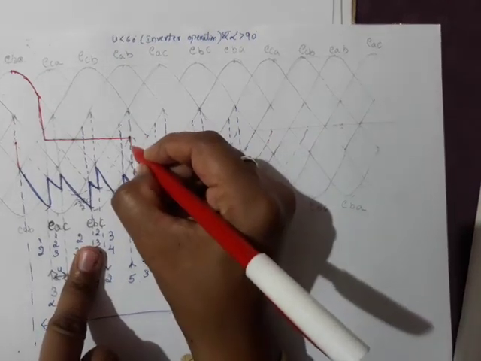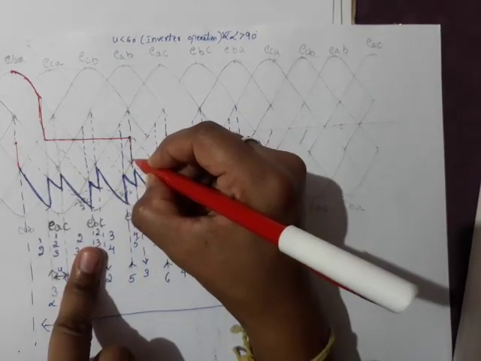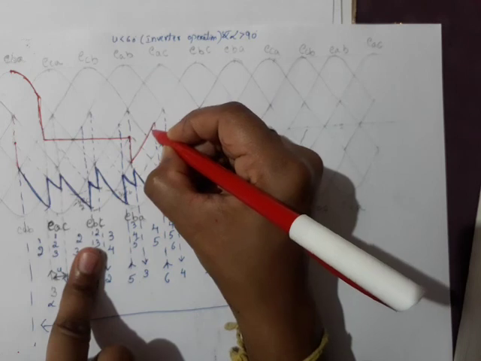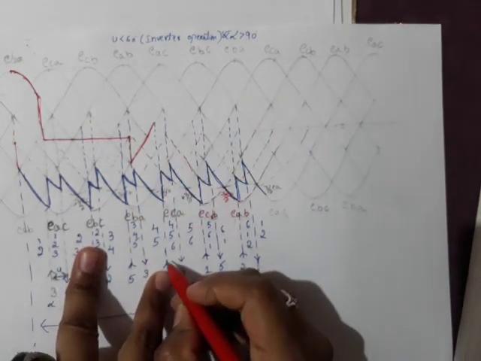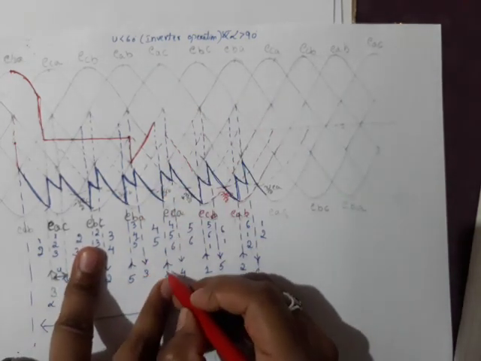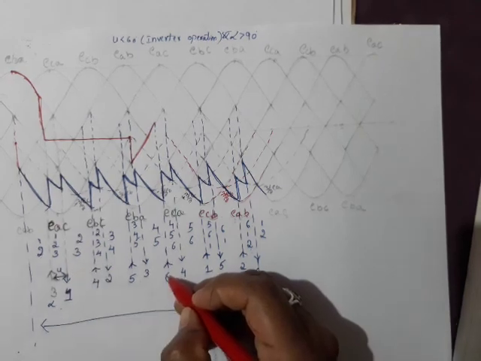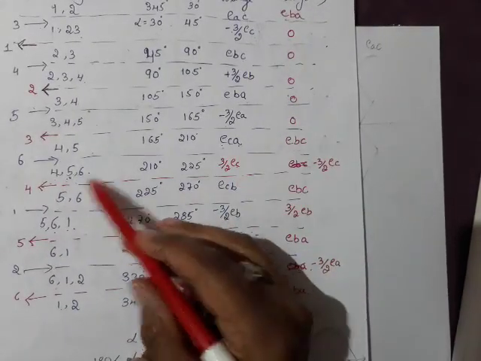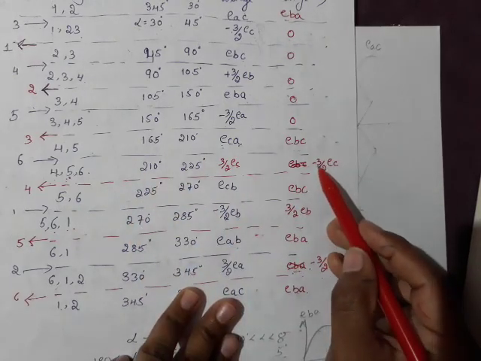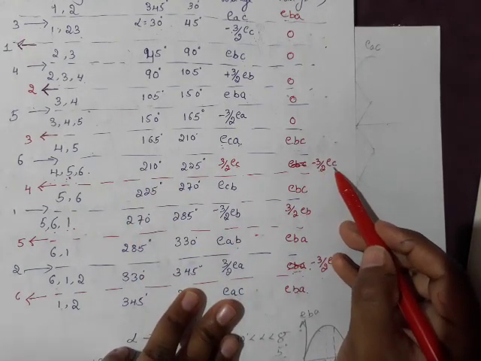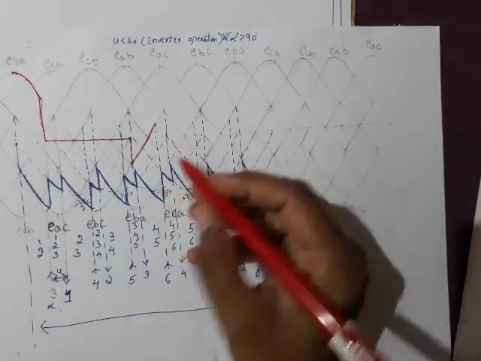Continuation. Then it will drop to EBC. It will follow EBC till another valve comes into conduction. When valve number 6 comes into conduction, with 4, 5, 6 conducting, the valve voltage is minus 3 by 2 times of EC. Exactly opposite to this.